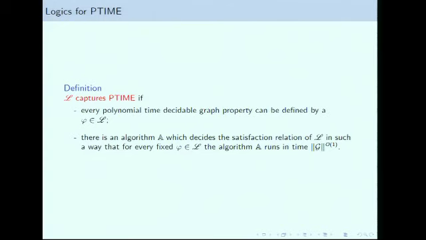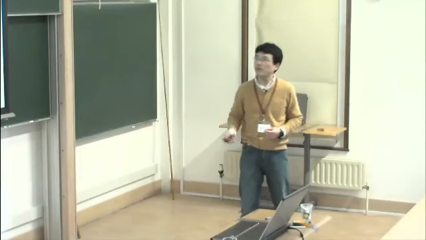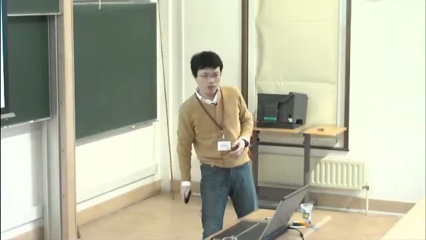So what does it mean for a logic to capture P-time? For this abstract notion of logic, we say L captures P-time if every polynomial time decidable graph property can be defined by a formula from this logic. So every P-time property can be defined in your logic. And second, we need an algorithm A, a model checking algorithm, which decides this satisfaction relation of L in such a way that for every fixed formula phi, the algorithm has to run in polynomial time on the size of the graph G. So this is the notion of a logic capturing P-time.